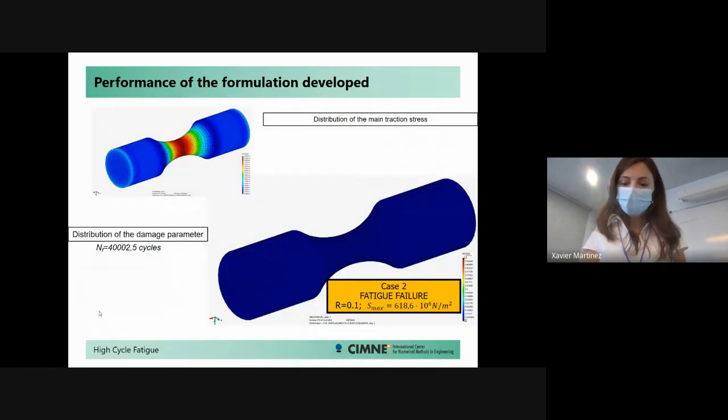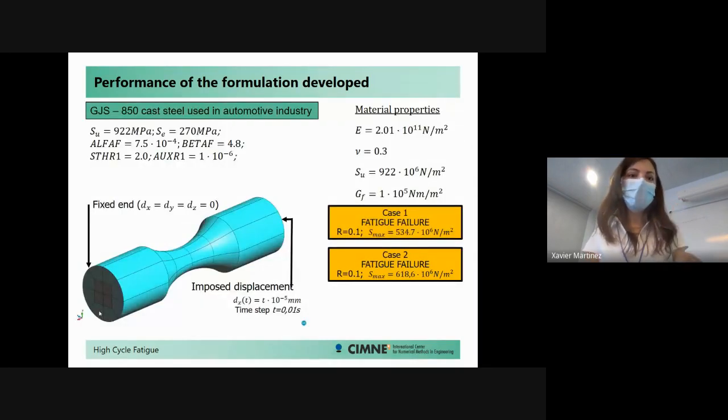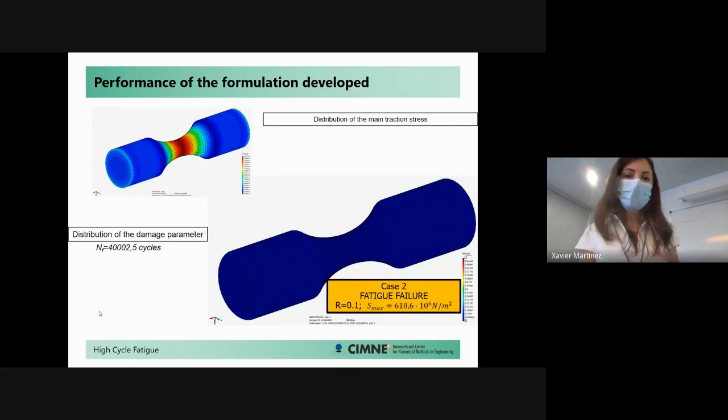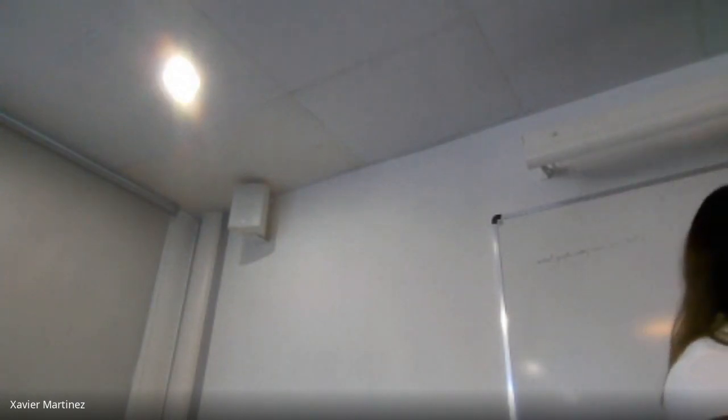Some other case for another steel. This steel is a cast steel, which is also used in the automotive industry. The shape of the specimen is a bit different in this case. Again, we're running the finite element simulation. We can look at the damage initiation and subsequent propagation until complete failure. The fatigue life in this case is a bit smaller, just 40,000 cycles.